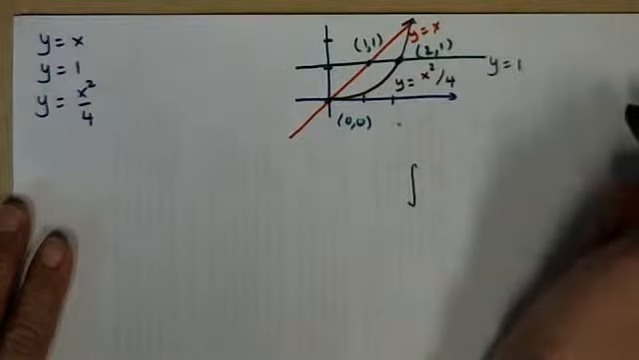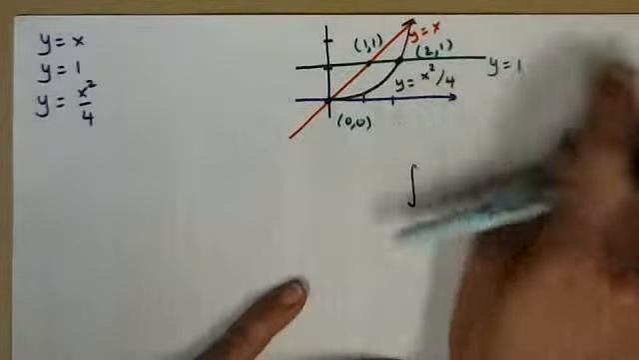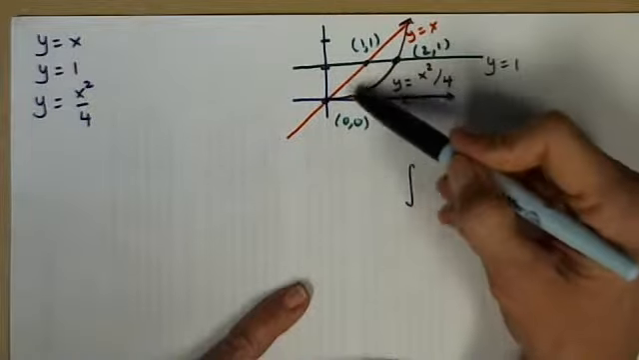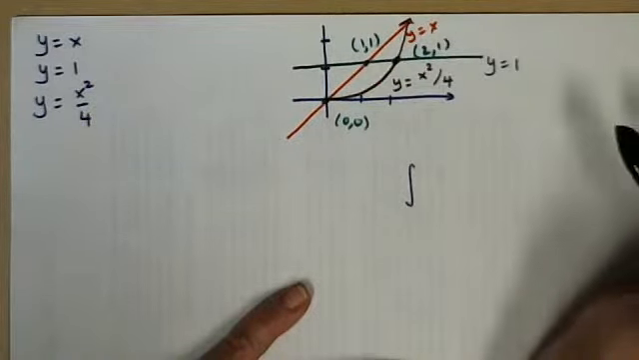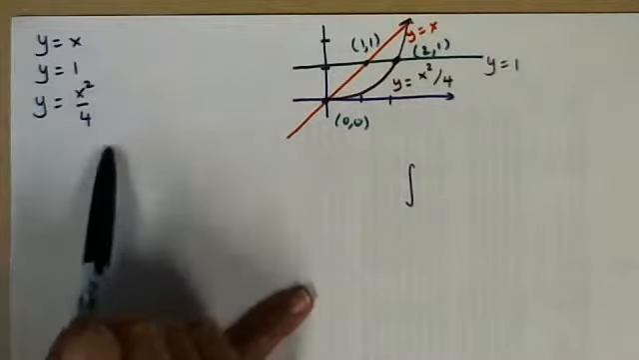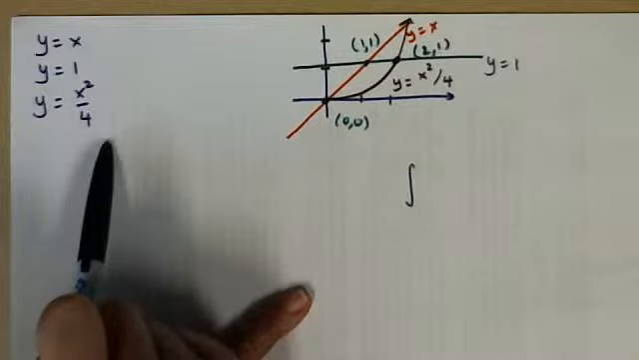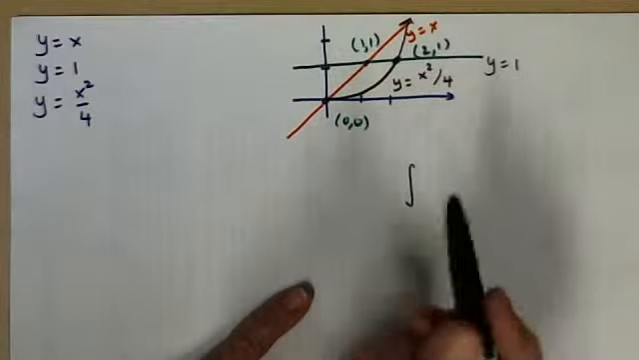So this is question 5 off of the sheet that I handed out in class today. We're trying to find the area of this region, this little swoopy pie region between these three graphs: y equals x, y equals 1, and y equals x squared over 4.